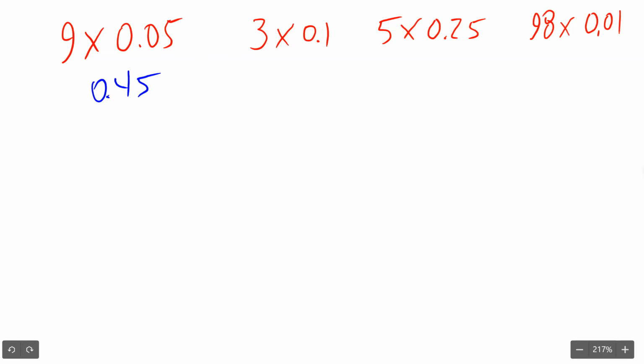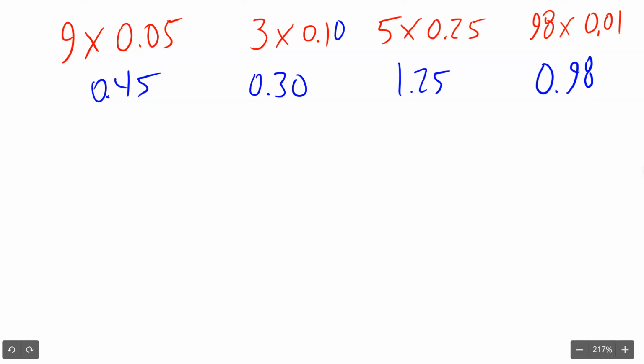If I had 3 dimes, well, that's pretty easy. That's going to be 30 cents. And if that makes you feel better to put a 0 there, you're welcome to. It doesn't change the value, so we can do that. 5 quarters. So if you had 5 quarters, well, 4 quarters is $1. I have an extra quarter left over. That's $1.25. And if I had 98 pennies, well, that's 98 cents.